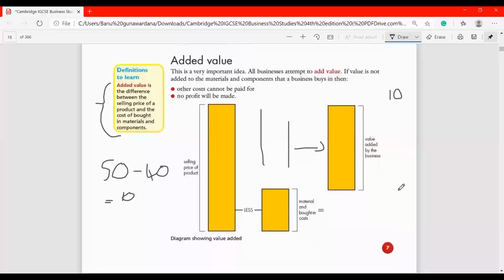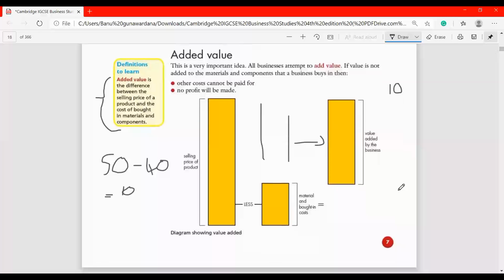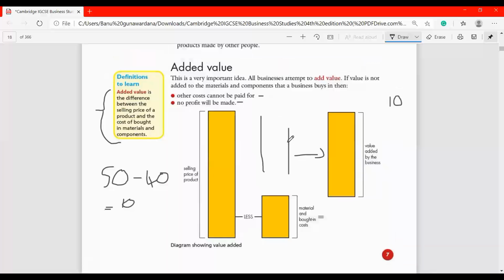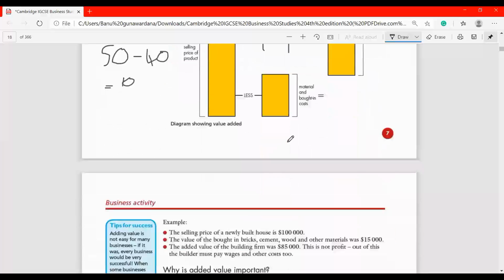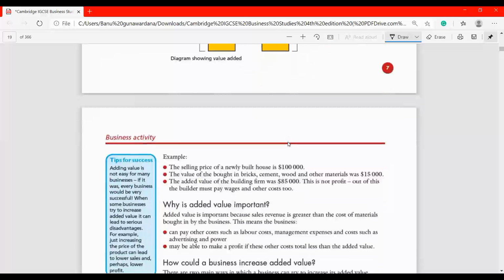This added value is really important. It must exist in a business for their products. If not, they will not be able to cover their other costs, management costs, and other types of costs. Also, they will not be able to make any profit. And it is understood that a business organization is nothing without profit. The profit is really important. It's significant for a business. Without the added value, a business will be unable to make a profit.